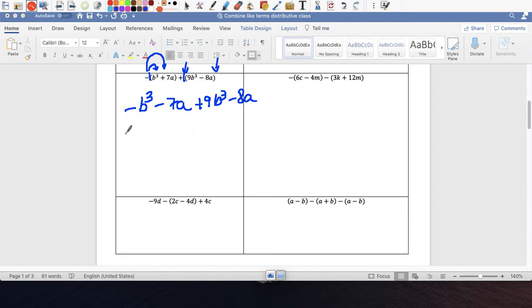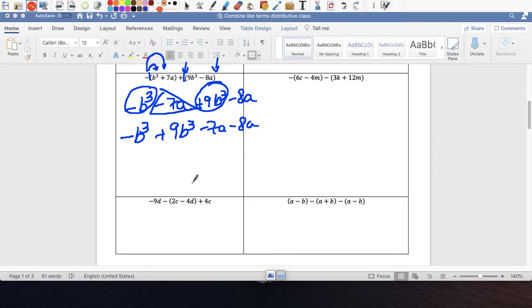Are there like terms? Yes, there are. So let me move them side by side. This guy and this guy will be next to each other, then minus 7a and minus 8a will be next to each other. Combine like terms, combine these two. Forget there's a 1 there, so it's negative 1 b cubed plus 9b cubed, it's going to be 8b cubed. And negative 7a minus 8a, it's going to be negative 15a. Okay?